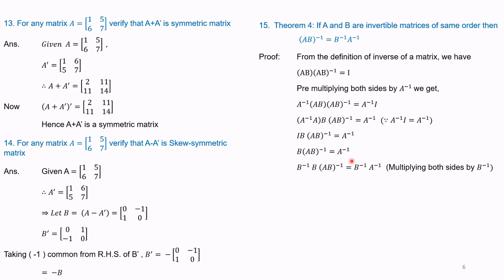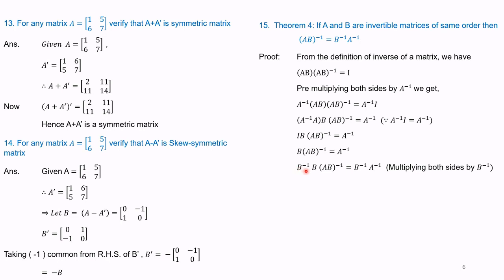Therefore, now we will multiply both sides by B^-1. Previously, we multiplied with A^-1. Now we will multiply both sides by B^-1. Therefore, it is B^-1 into B into (AB)^-1, and on the right hand side B^-1 into A^-1. That is, we have multiplied with B^-1.